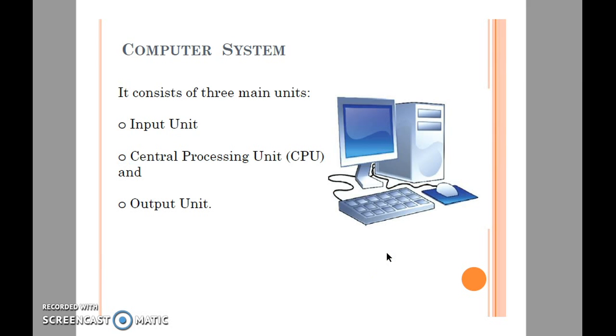Then the last one is the output unit. What is the output unit? It gives the output or provides the result of the operation performed by the computer. The computer generates the output of the processing in the form of text, graphics, audio, or video. The most common output device is the monitor, and the second one is the printer. These two are the most commonly used output devices. The monitor is the standard output device, while other output devices like printer, web camera, plotter, speakers, etc. are added to the computer as peripheral devices.